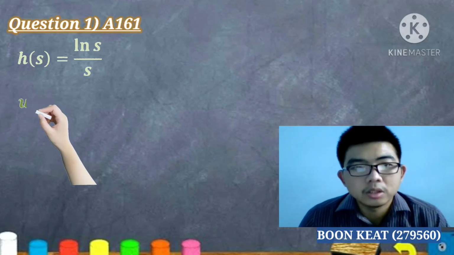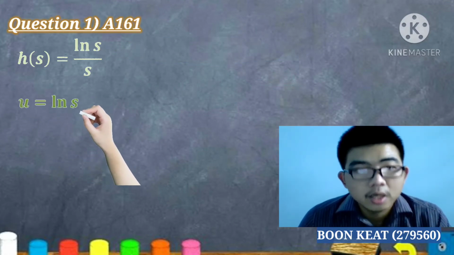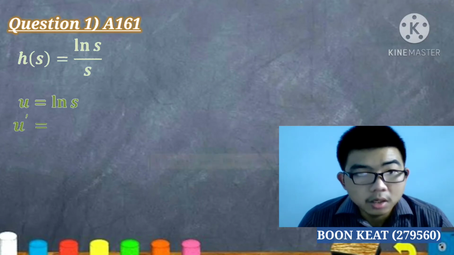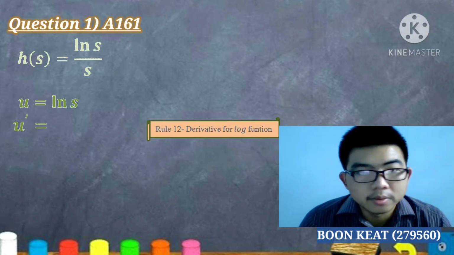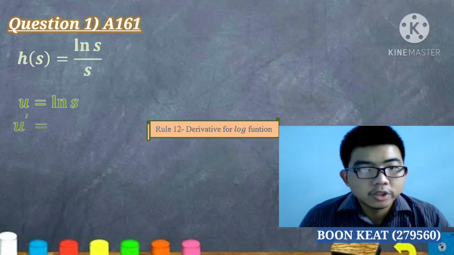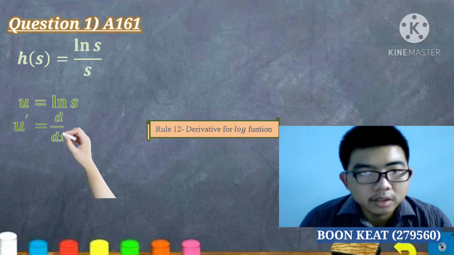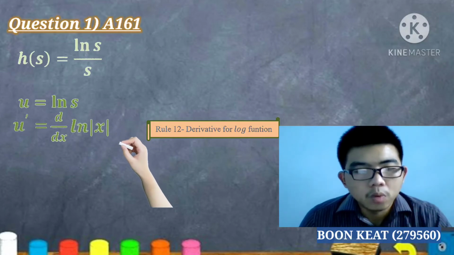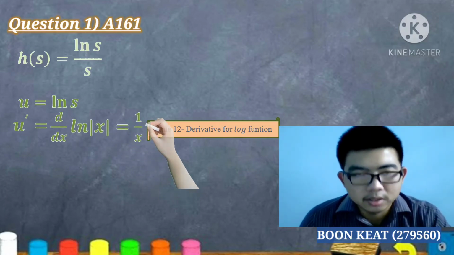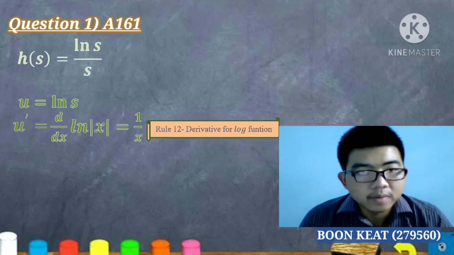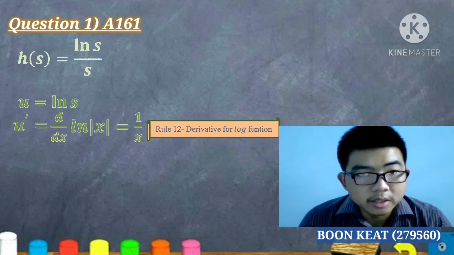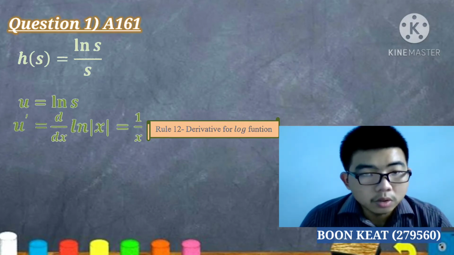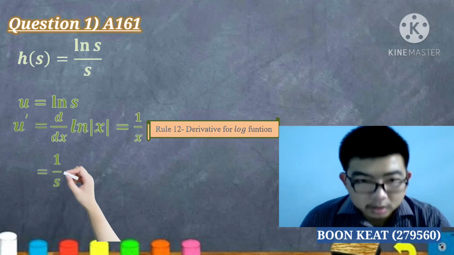And our u is natural logarithm x, and for u prime we use the derivative of the logarithmic function, which is d divided by dx of natural logarithm x equals 1 divided by x. So u prime equals 1 divided by x.